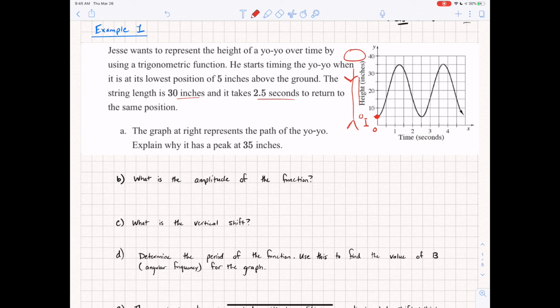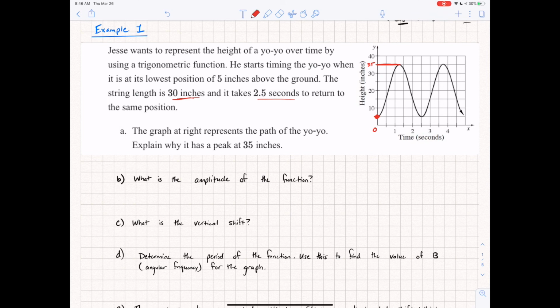All right, so the graph at the right, let me get rid of my really crappy Jesse picture. The graph at the right represents the path of the yo-yo. Explain why it has a peak at 35 inches. In other words, notice the maximum here is at 35. Well, why is it 35 if the string length is 30?